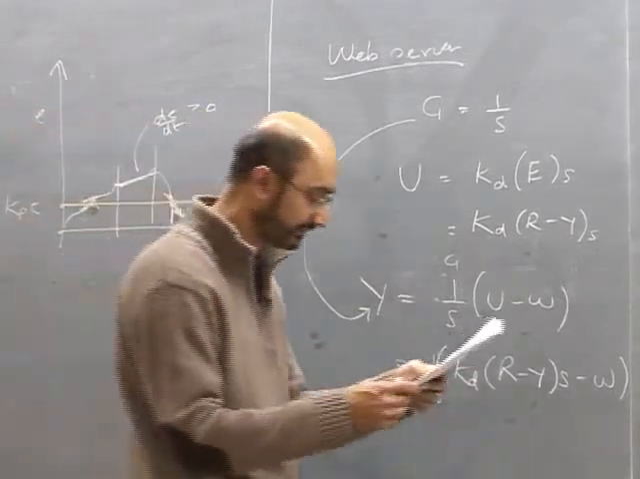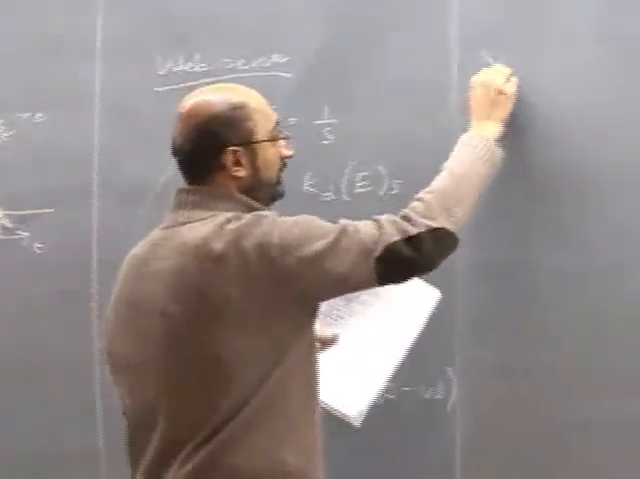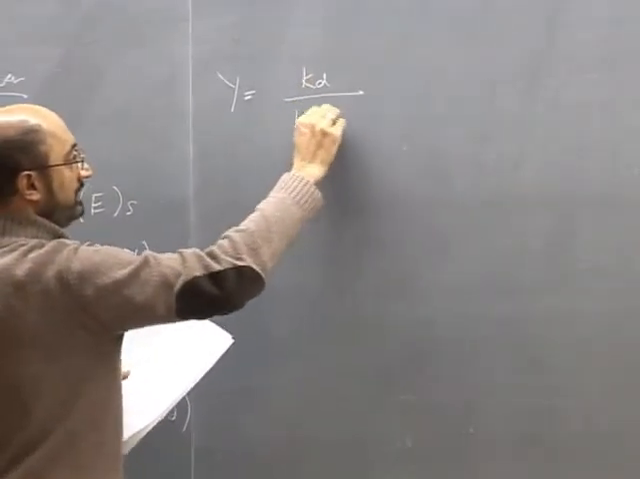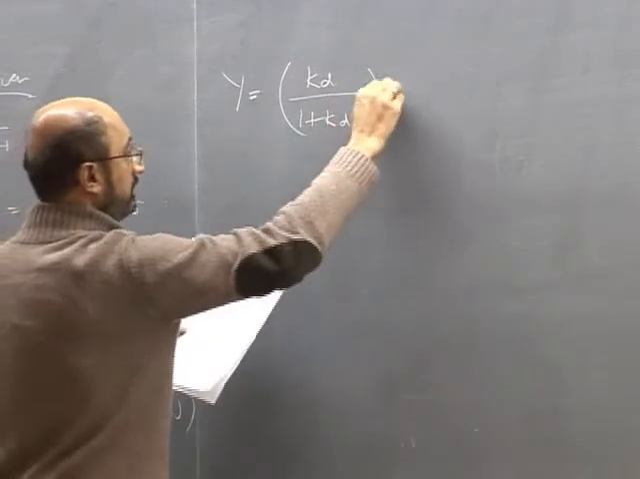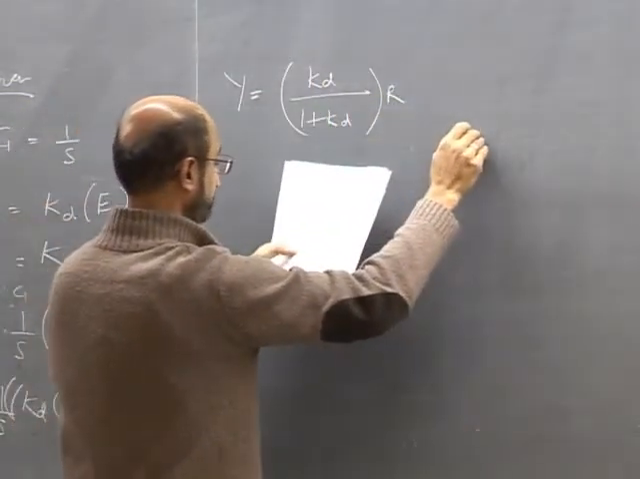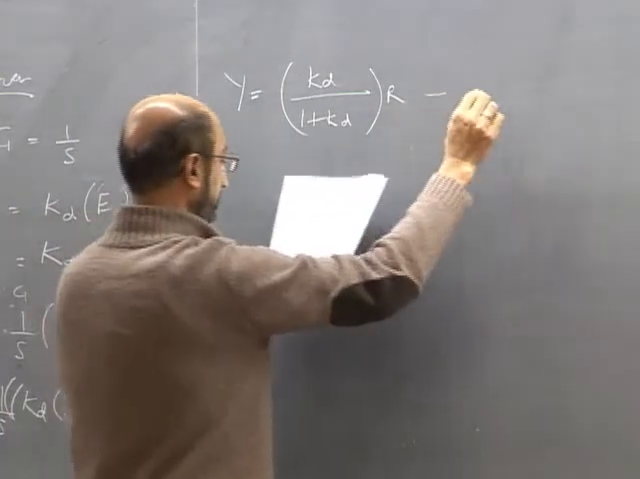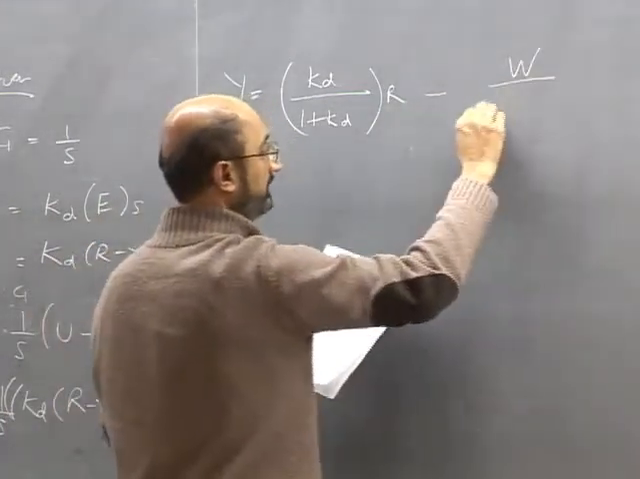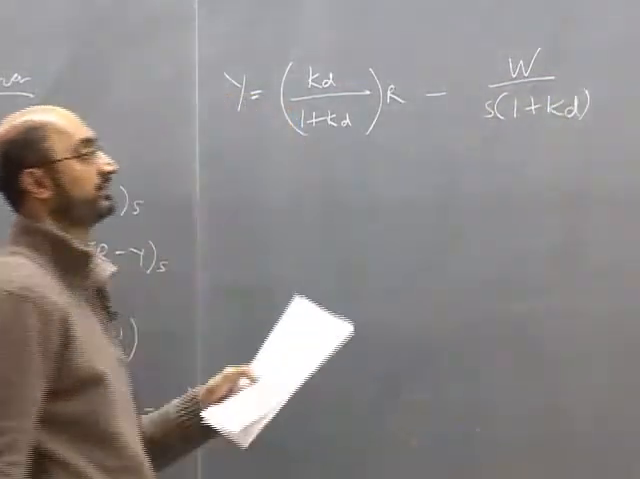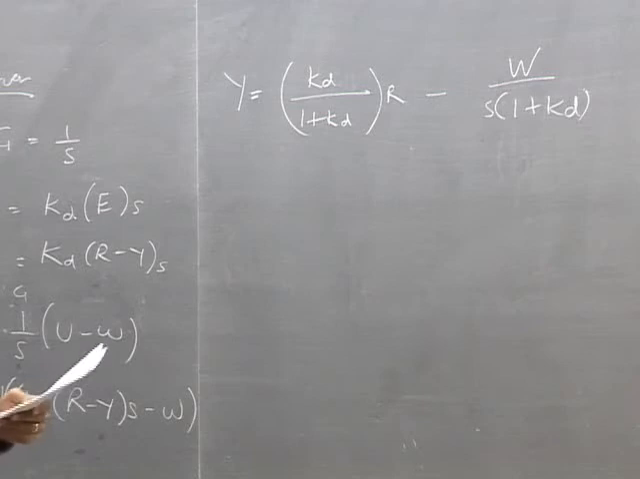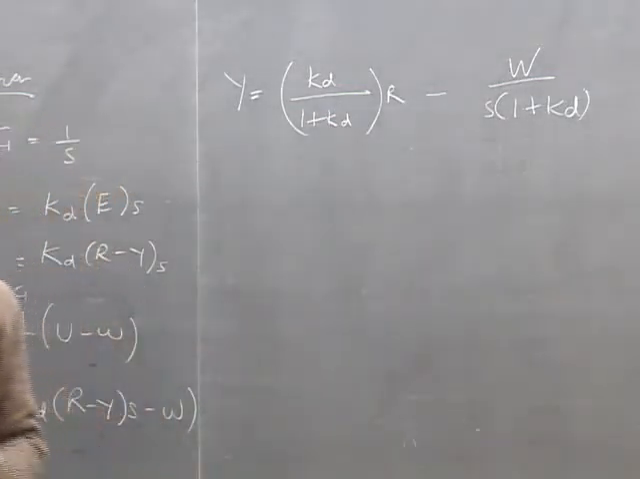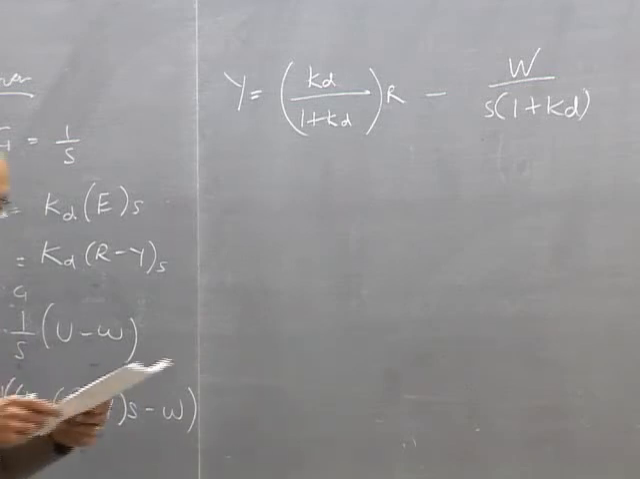When you rearrange this, we get Y equals KD over 1 plus KD times R, minus W over S, and there's a mistake over here. It should be 1 plus KD as well. There's a typo there, so that should be 1 plus KD in the denominator. I think Leela caught that, so thank you.